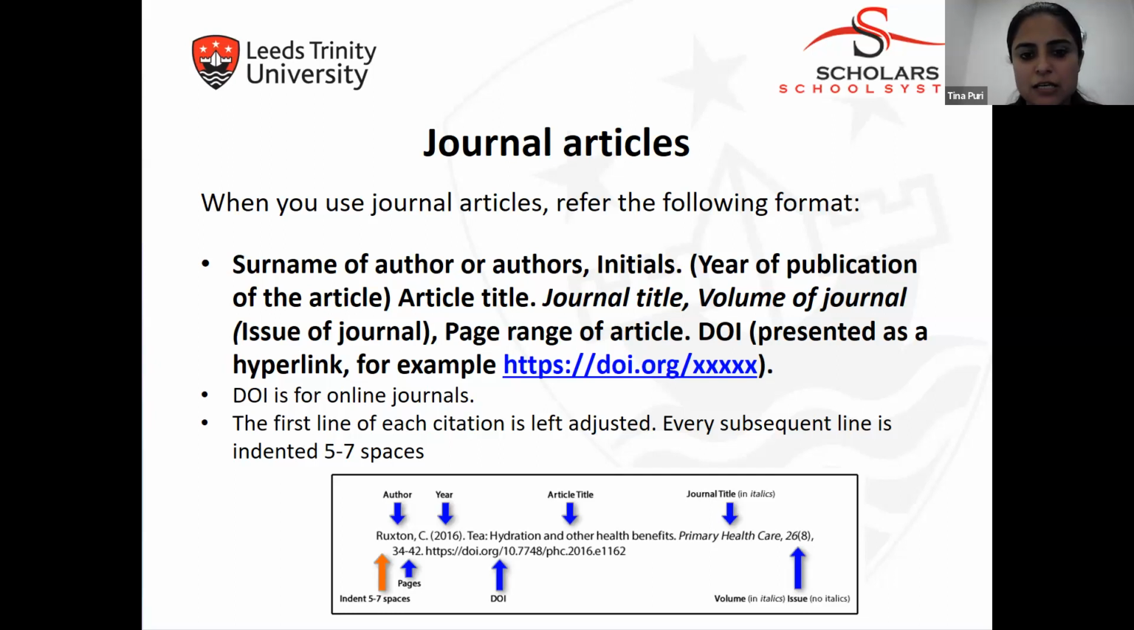The first line of each citation is left adjusted. Every subsequent line is indented 5-7 spaces. Below you can see an example of how the reference is written for a journal. You can see Ruxton C, 2016, "Tea: hydration and other health benefits" is the article title. Then the journal title is Primary Health Care, 26(8) is the volume and issue number, pages are 34-42, and the DOI is given at the end.